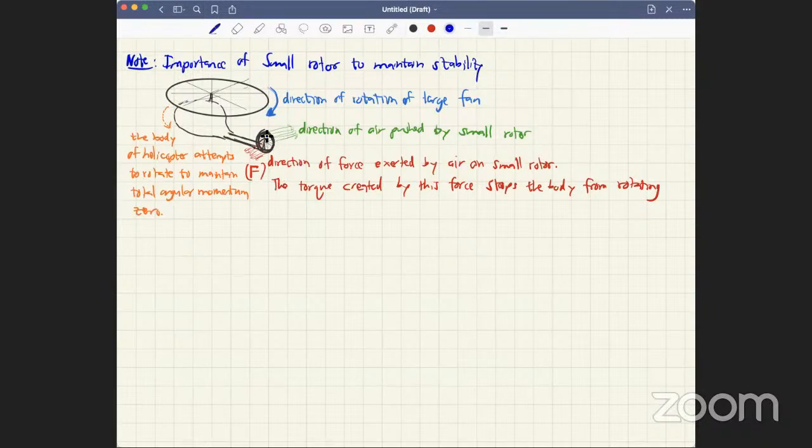We can't really say how the two fans are rotating, people. Now if the fan rotates clockwise, it's going to push the air down. Both the rotors should be in the same direction. Yes, clockwise. This large fan is rotating clockwise. The small one will be rotating like this, then it will be pushing the air out. So air will be pushing it this way.